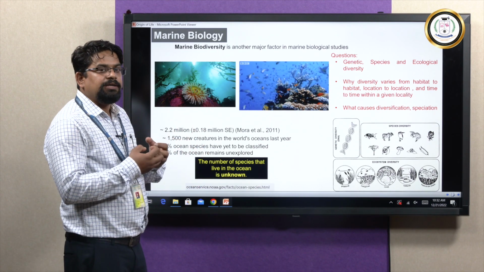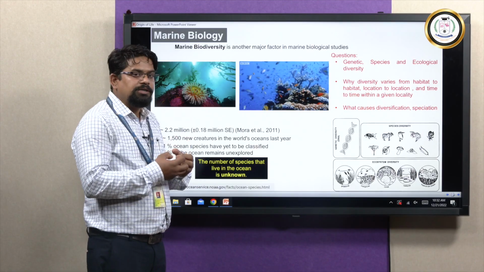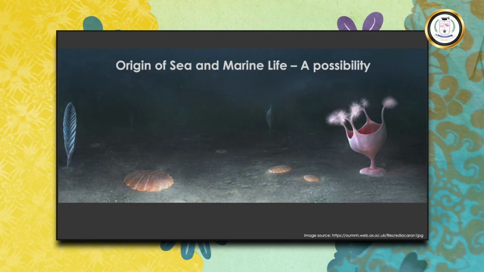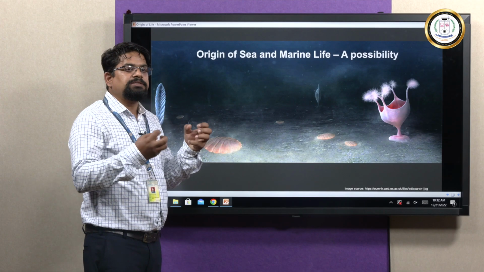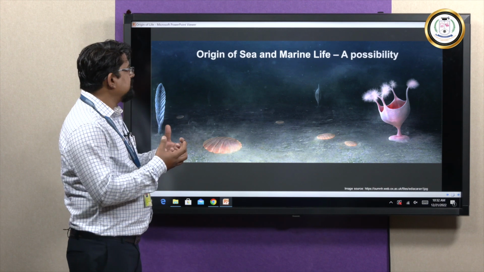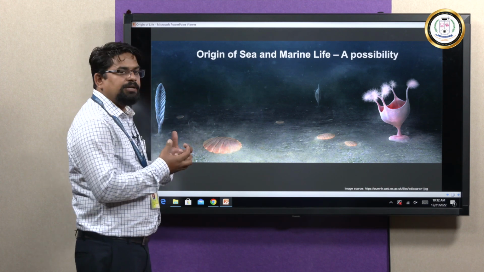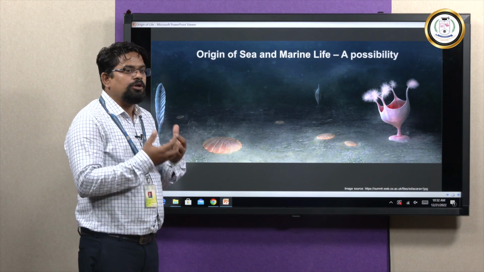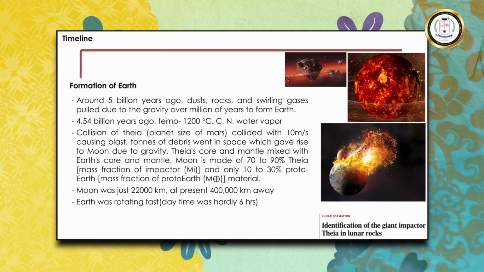However, among the three topics, marine ecology, biodiversity or functional biology, we can study, but before that it is important to understand how life originated and how the ocean and the sea itself evolved. So I will give a possibility of how the origin of the sea and marine life might have evolved on planet Earth. We can understand the origin through a timeline.